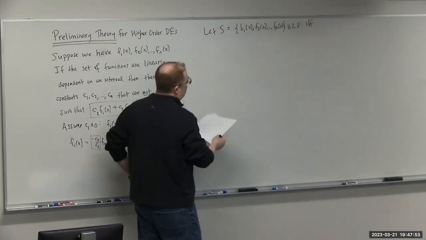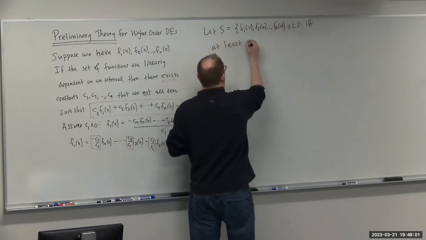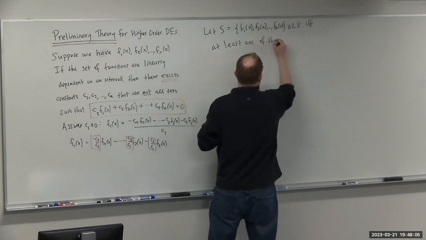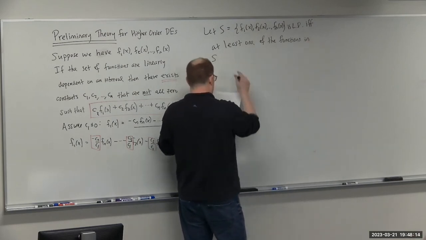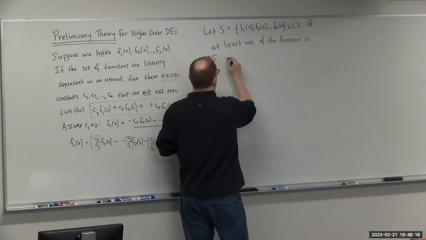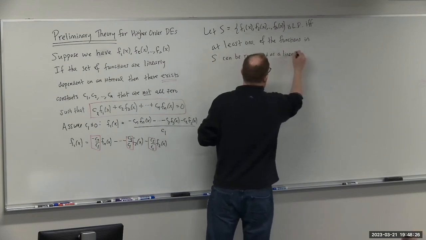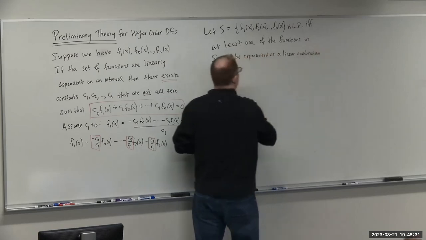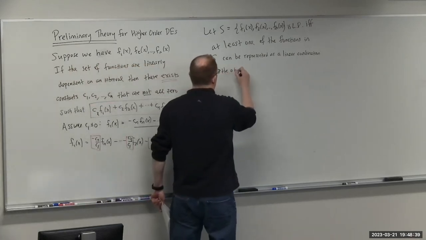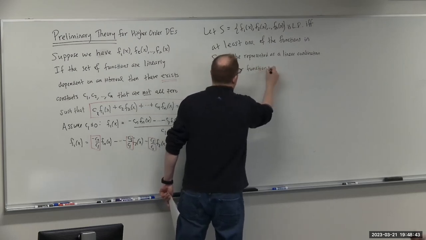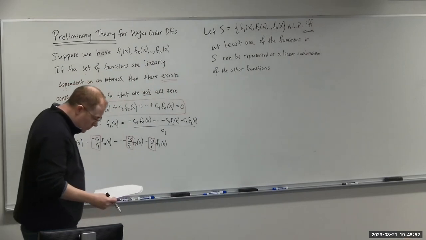So if this is linearly dependent, then it's a biconditional statement, so if and only if at least one of the functions of S can be represented as a linear combination of the other functions, and vice versa. So if that's the case, then we can go in this direction. So this is a biconditional. Okay. All right.